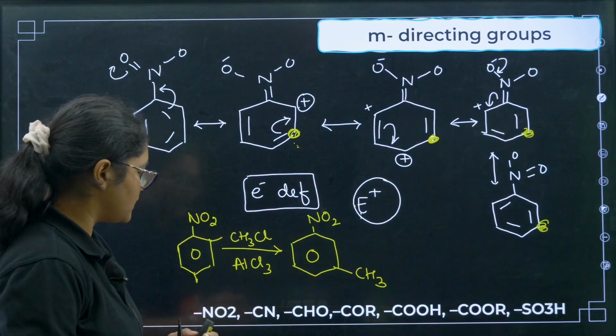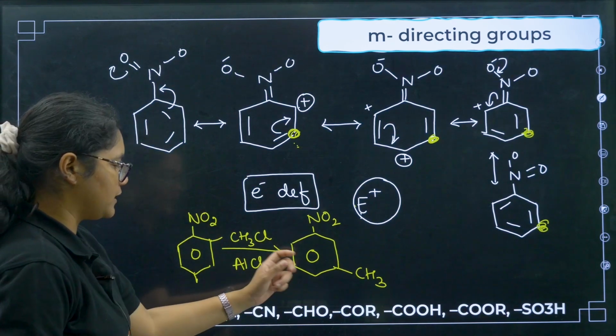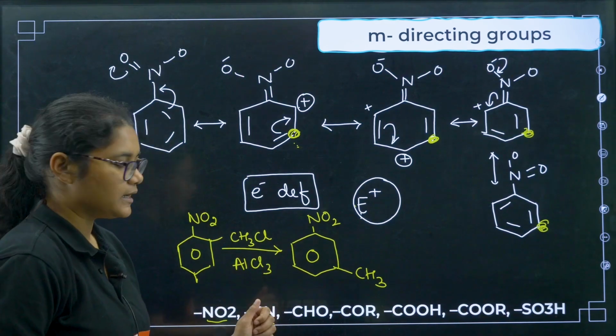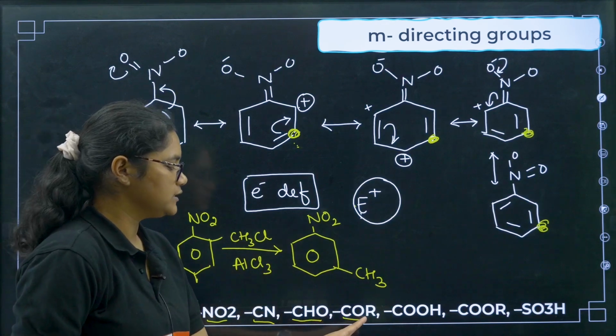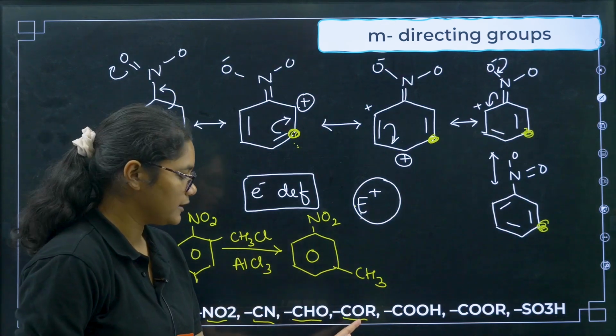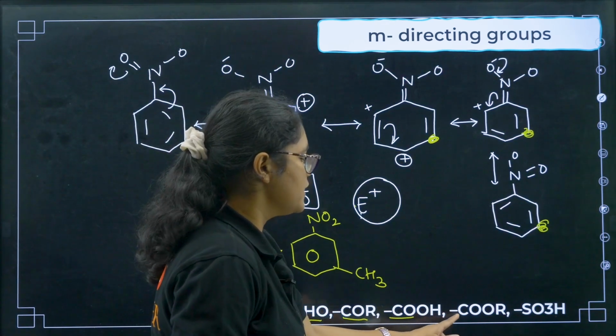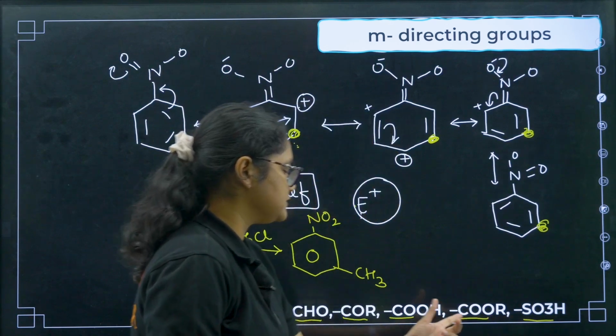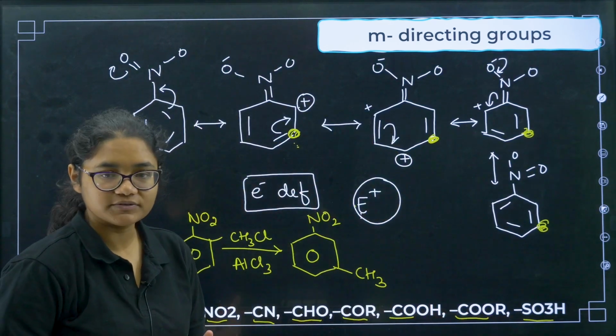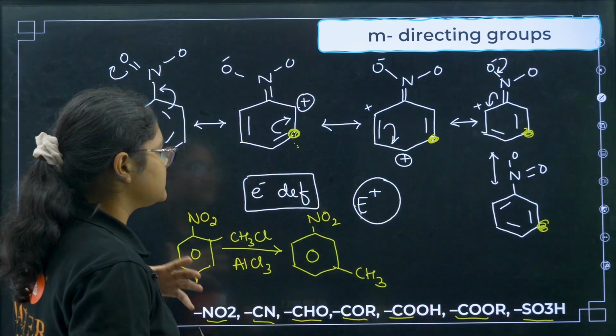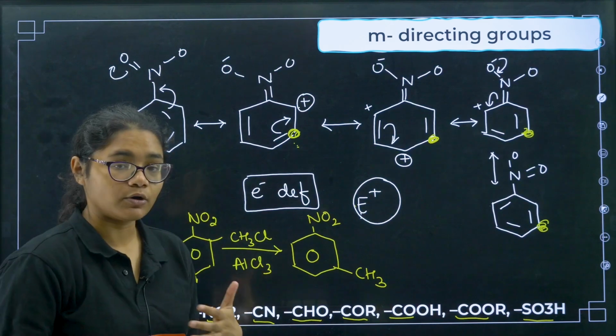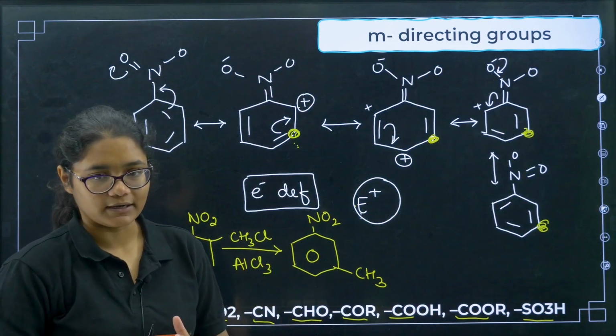Now let me tell you some other examples. NO2 is a meta directing group, CN is a meta directing group, CHO, COR, where CHO means aldehyde, here it is ketone group, acid group, then ester group, SO3H. These are all your meta directing groups. Okay. So here is the concept of ortho-para directing and meta directing groups.